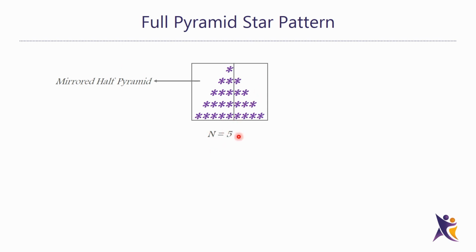Generally, for size 5, the last row should contain 5 stars, but it has only 4 stars. So this is a half pyramid of size n minus 1. Here n is 5, so this is a half pyramid of size 4. But this one is just a mirror image of the half pyramid of size n. So if you want to print a full pyramid star pattern like this, simply, if you know the logic to print these two parts, then we can easily solve this problem.